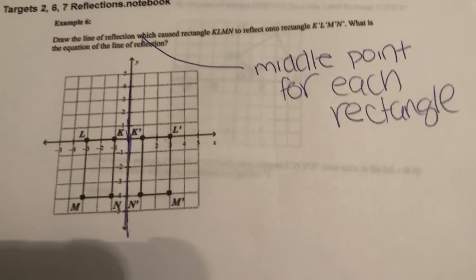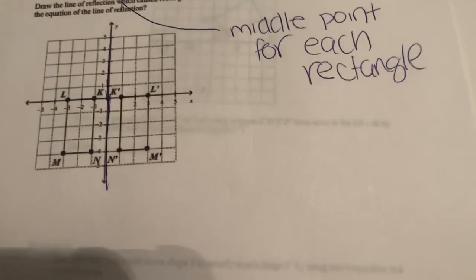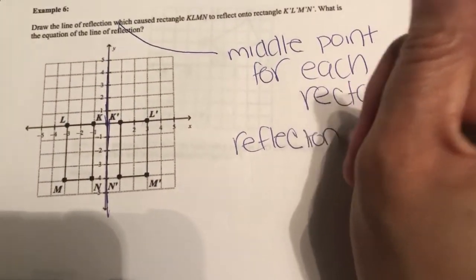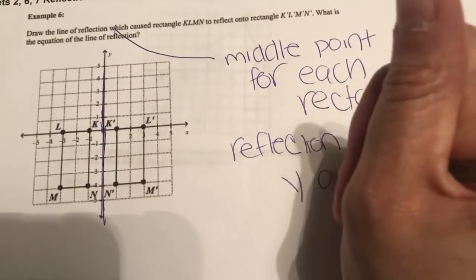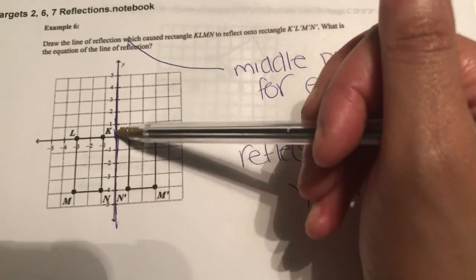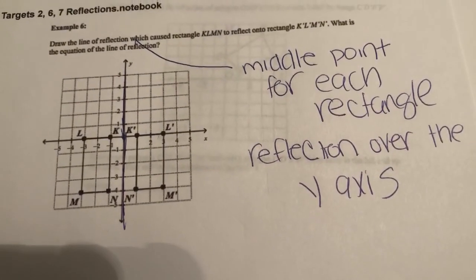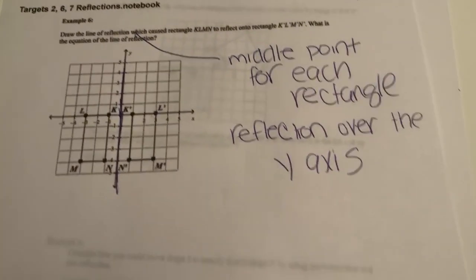So I would know now that since this is my line of reflection, it was a reflection over the y-axis. And we know this is the y-axis because that's where the middle part fell. If it was on an actual number, we would say the number. But since it's actually on the y-axis, we would just name it as the y-axis. All right.